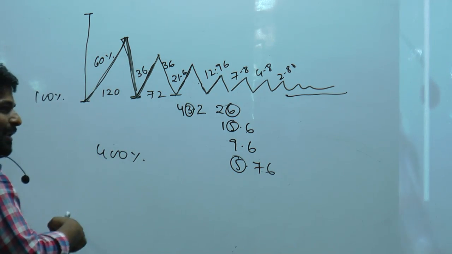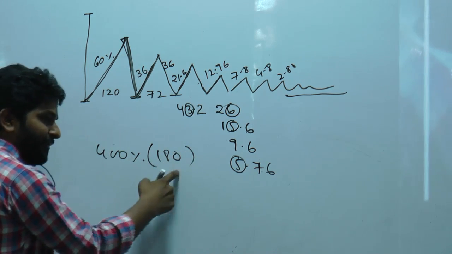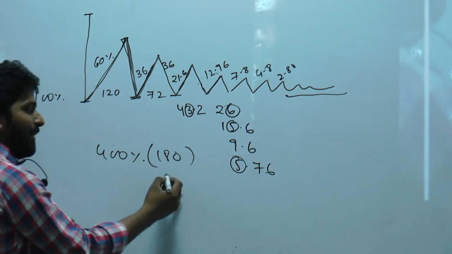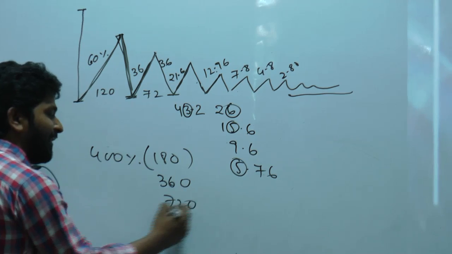400% of the initial value will be 4 times this number. Double is 360. Again double, 720. That's it.